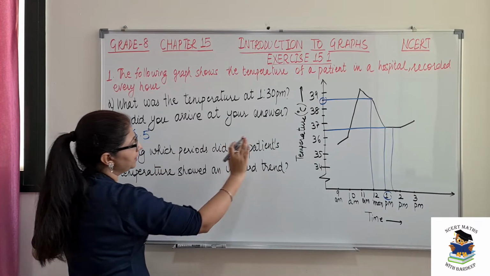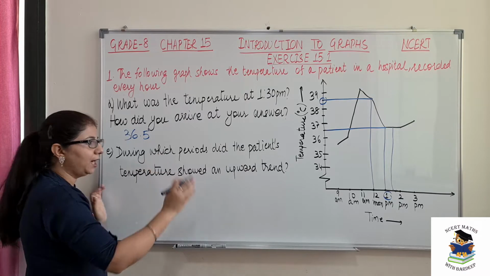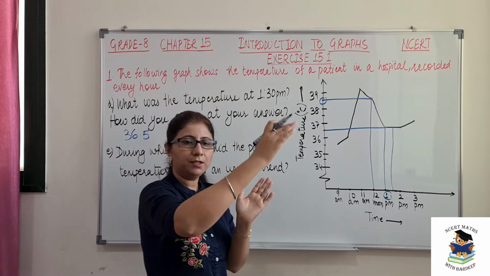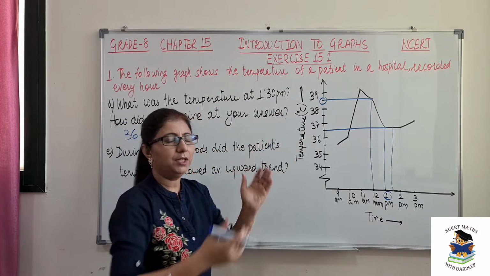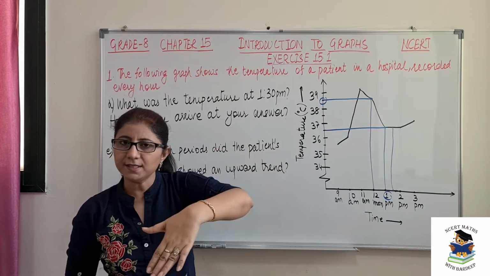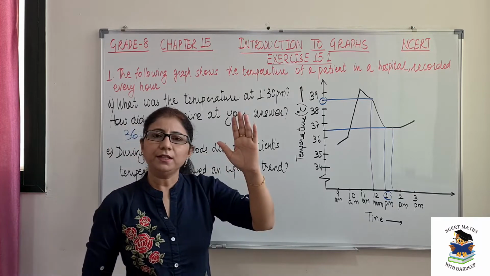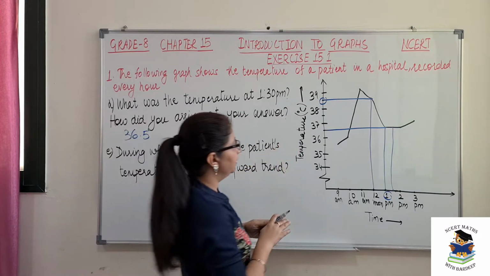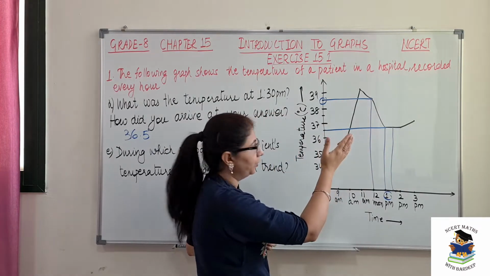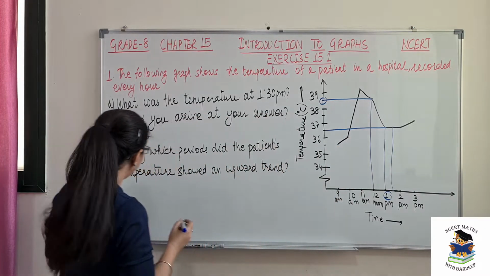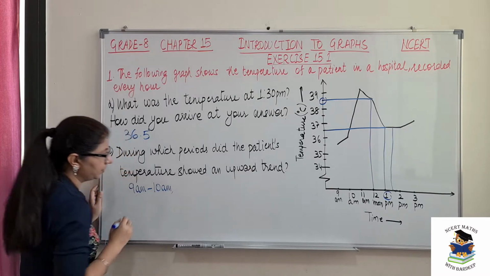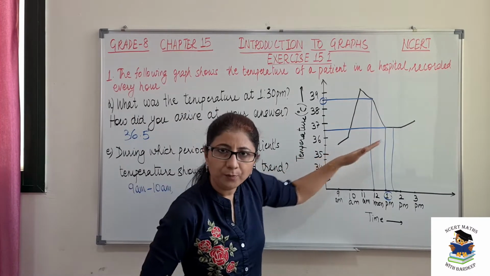So the E part is, during which periods did the patient's temperature show an upward trend. Upward trend means when the values increase from the previous time period to the next time period, and downward trend means it falls. Okay, when value decreases it is downward trend, when it increases it is an upward trend. So let's see here. See, from 9 to 10 graph is going up, so this is an upward trend. So we can see from 9 to 10 am. So our first value is 9 am to 10 am. Okay, so graph is showing upward trend.